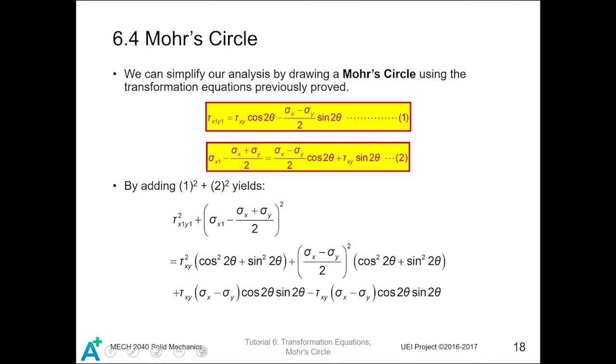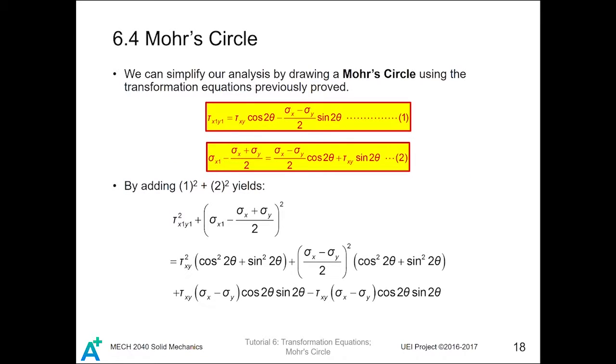After talking about principal stresses and principal planes as well as the transformation equations, let's combine all what we have learned into a new concept which is called Mohr circle. Here are the two transformation equations we got previously. For the shear stress transformation equation, we call it number 1. For the direct stress transformation equation, we call it number 2.